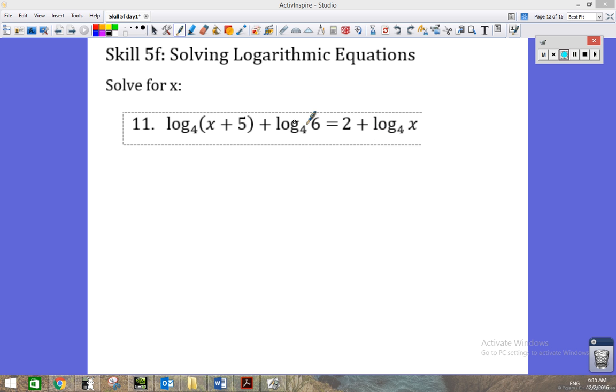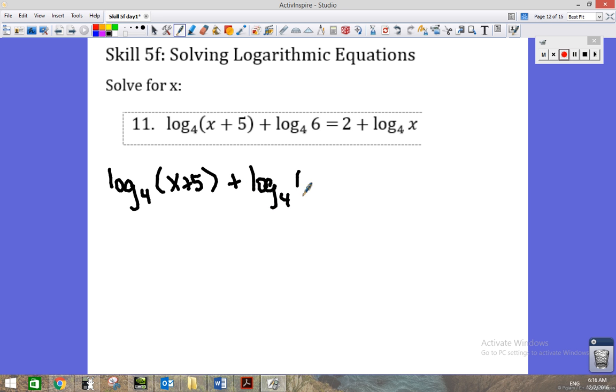On the left-hand side, we have the sum of two logs. And actually, when I look at this, I can subtract this log base 4 of x and get all the logs on one side and then this number on the other. So that's what I want to do. I've got log base 4 of x plus 5 plus log base 4 of 6 minus log base 4 of x is equal to 2.